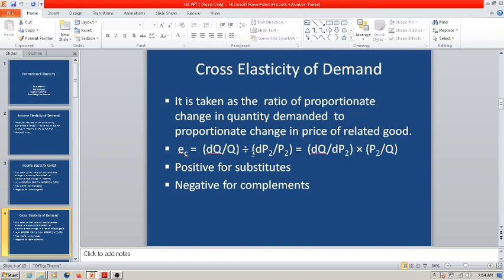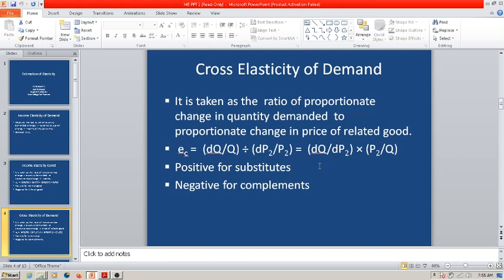If a demand function is given where only the price of a related commodity is incorporated as the independent variable, you can compute the cross elasticity using this expression: dq by dp2 into p2 by q. So, as in the case of price elasticity of demand, you can compute income elasticity and cross elasticity in the same manner if you are given a function where only one of the independent variables is considered.